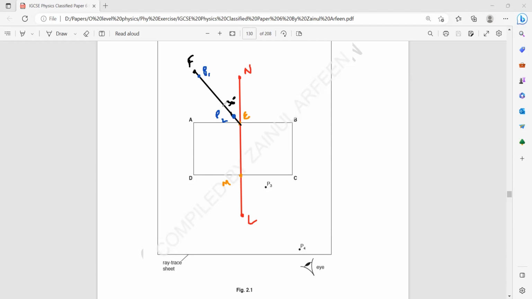But the idea is that one of the pins should be closer to the refracting surface, and the two pins should be 5 centimeter apart, with one of the pins closer to a reflecting or refracting surface.